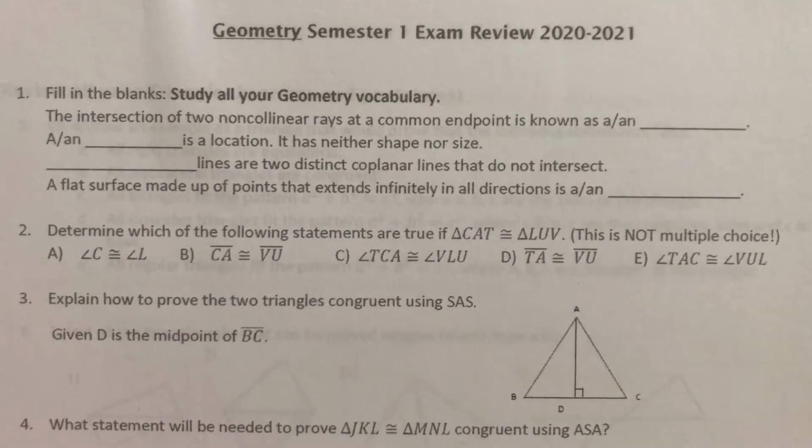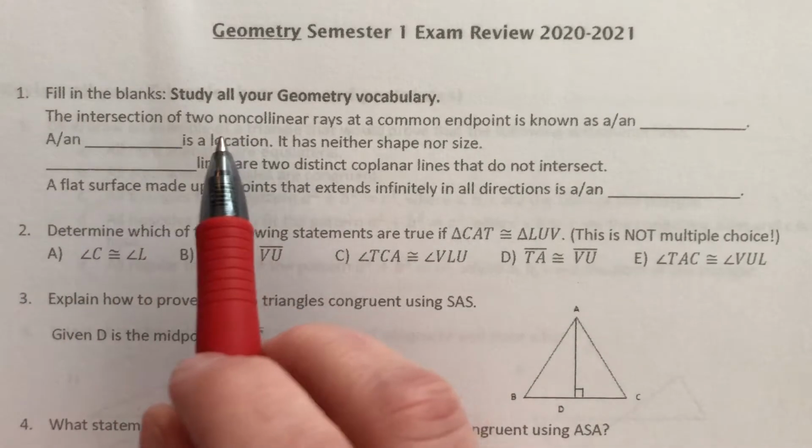This is a review for the Geometry Semester 1 exam. We're going to go through this page by page. There are 48 questions on this review total. Actually, I think there's 51. It got misnumbered on the second page, but there's 50 or 51 questions total. All right, number 1, fill in the blanks.